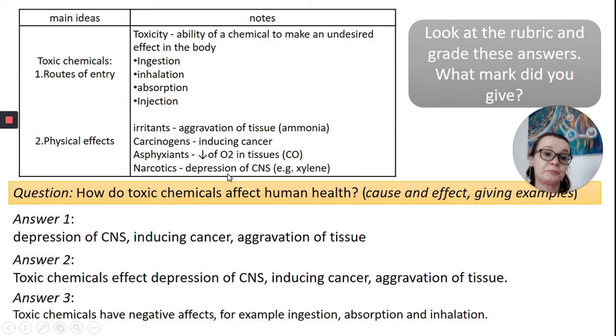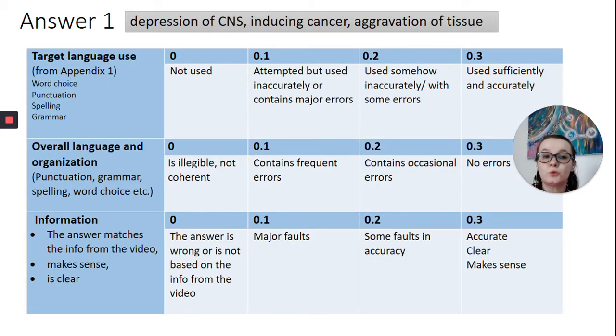All right, so what would we give for the target languages? If you look at the rubric, we divide the mark into 3 parts. The use of the target language from Appendix 1. These are like language of cause and effect, giving examples, defining, and stuff like that, which includes the spelling, word choice, punctuation, and grammar used in this target language. And we separately look at the sentence structure, grammar, and punctuation from the rest of the sentence.